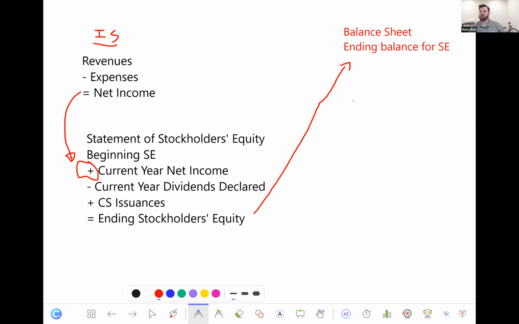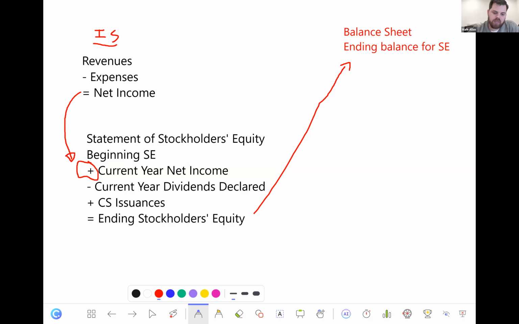Now, oftentimes we'll simplify this and I'll say, oh, we just need the updated retained earnings number. And that's fine. But truthfully, what we're really getting is that ending equity figure, because otherwise we just have the beginning number. And the beginning number will not force this thing to balance. We need the updated ending number.